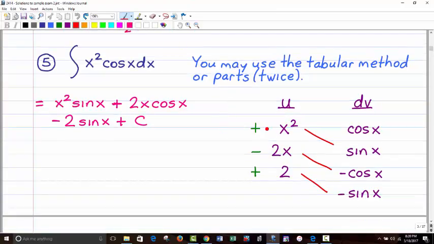So you start with x, the u is still the x, just like the way you would choose it if you were doing it by regular parts. You differentiate that down until you stop at a constant. And we have this sign chart that goes in there automatically. You start with plus, and you just keep alternating, plus, minus, till you're down to your constant. That'll be the last one.